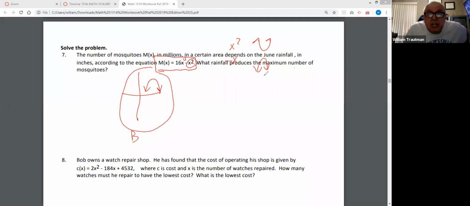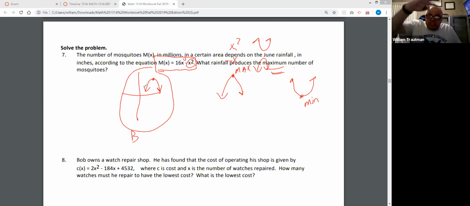But, and this is important, do you see what rainfall produces the maximum? That is a maximum. Do you see? The vertex is the maximum here. If we had a parabola that looked like this, the vertex is the smallest part. It's the minimum. So it says, what is the maximum? Which means the vertex looks like this one over here.